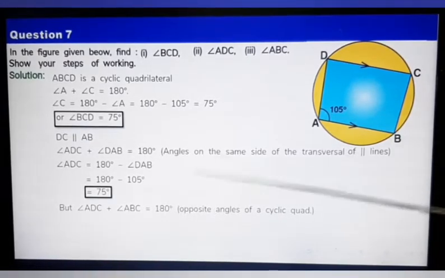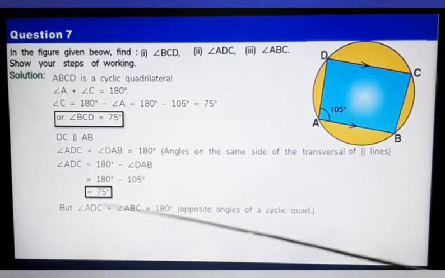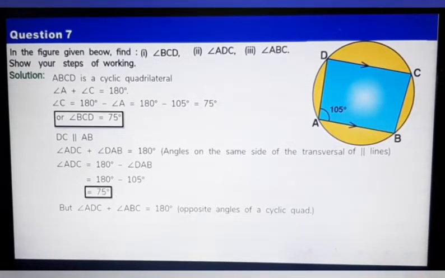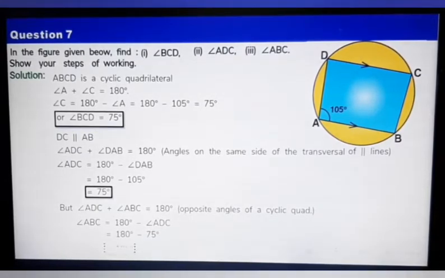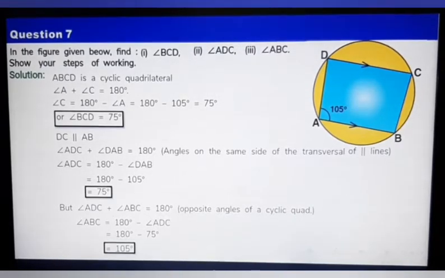All right, now we already know the value of angle ADC, which is 75 degree, right? So if I put the value of angle ADC, then angle ABC turns out to be 105 degree. All right, so we have found the value of this and this. So pause the video to note down.